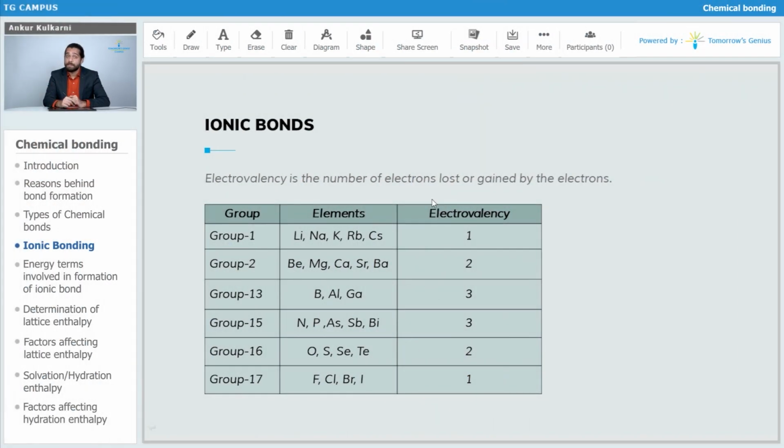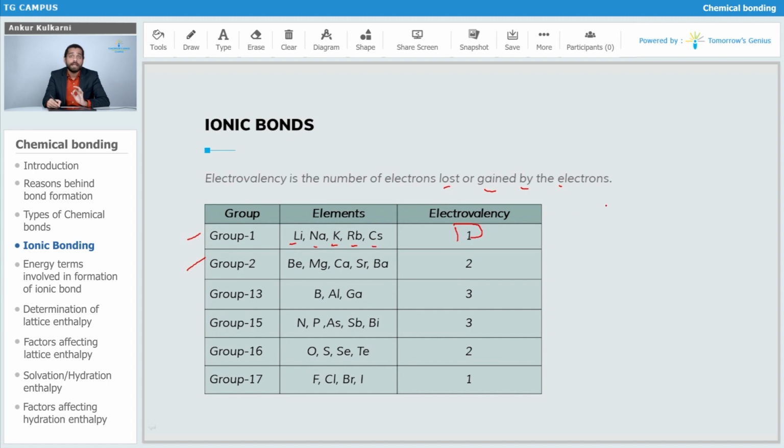Now let's look at this table to understand the electrovalency. What is electrovalency? Electrovalency is nothing but the number of electrons that are lost or gained in order to form a stable electronic configuration. Now as you can see in the table, you have group 1, you have group 2. What are the elements that are in group 1? That is your Li, lithium, sodium, potassium, rubidium and cesium. Since this is a group 1 element, it is 1 electrovalency, correct?